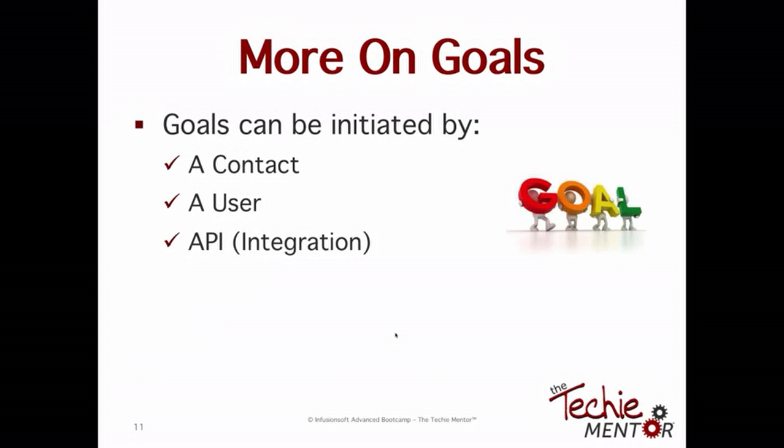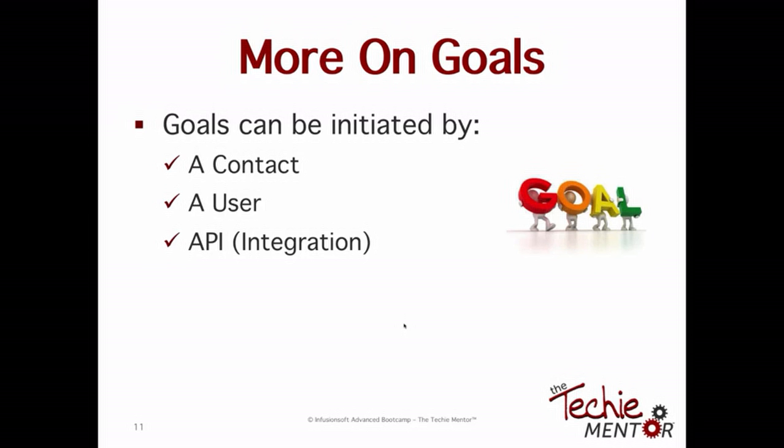Goals can be initiated by the contact, which means the end user. That would be the person that sits on your website and clicks on your form. So that's a contact. A user would be somebody who is a registered user in your Infusionsoft. In my instance, it would be me. A user is somebody who's a registered user that can log into Infusionsoft, and then an API would be an integration with another piece of software.